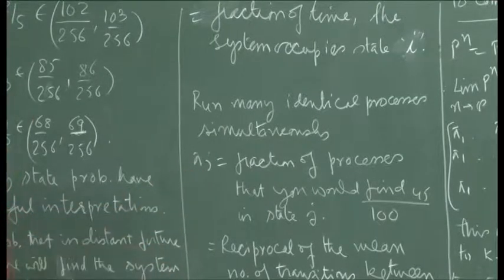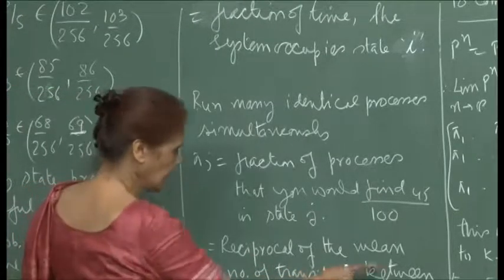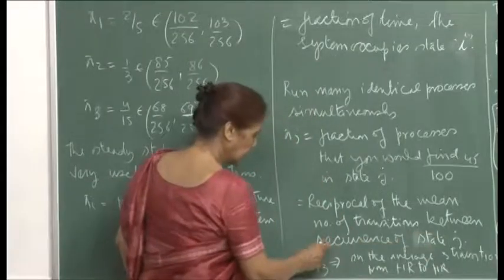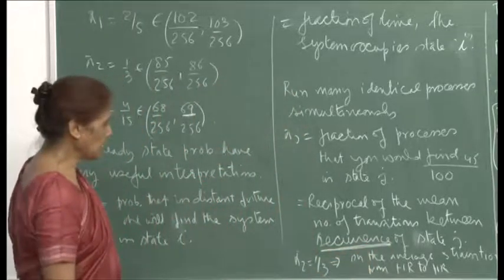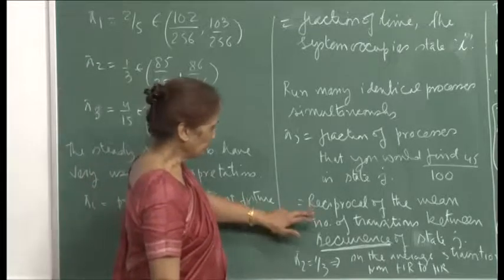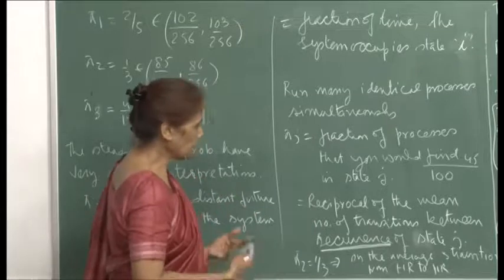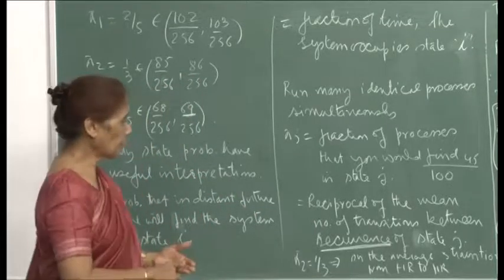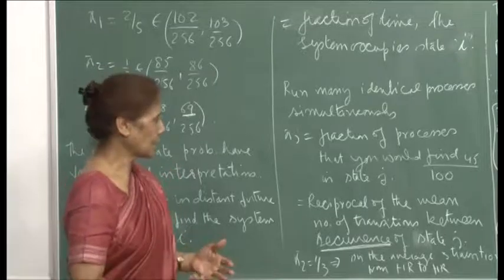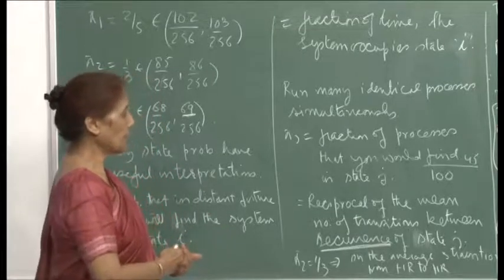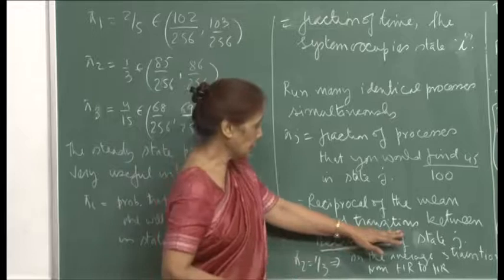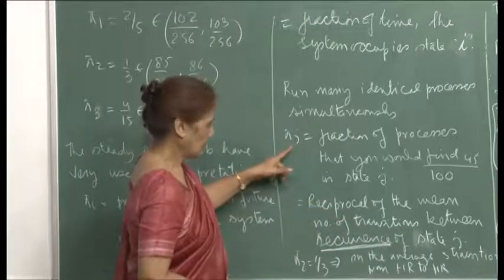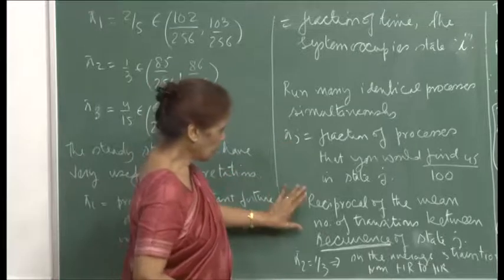And another interesting interpretation of pi j is that it is the reciprocal of the mean number of transitions between recurrences of state j. This recurrence I will define formally after some time, which is also very important. So, what we are saying is that this is the reciprocal of the mean number of transitions. On the average, how many transitions would be required to go from state j to j. Recurrence means you are in state j to start off, and then the first time you revisit j. If you take the average of such transitions, then the reciprocal of that is your pi j, and this also we will derive in another way, and of course, this part we will prove later on.